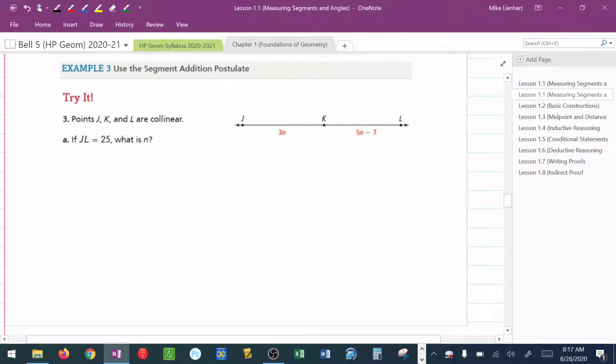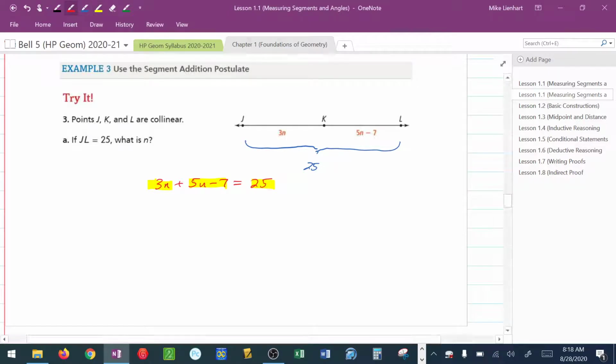So how about this one now? It says, use the segment addition postulate to find this. It says that J, K, and L are collinear. That means very simply, collinear means on the same line. They tell me that JL is 25. So they're telling me this whole big piece here is 25. According to the segment addition postulate, I know that 3n plus 5n minus 7 has to equal 25. Little piece plus little piece has to equal big piece.